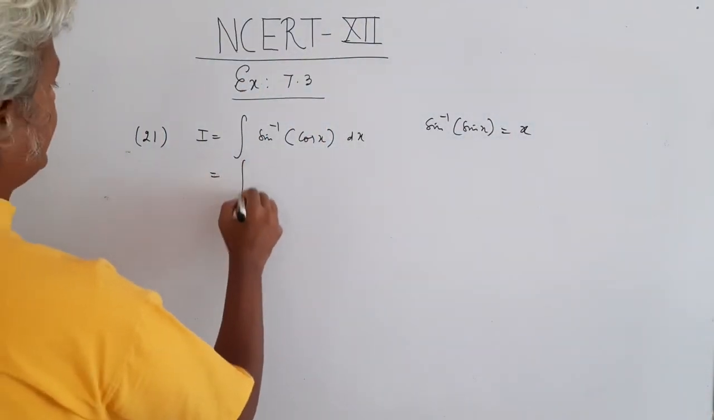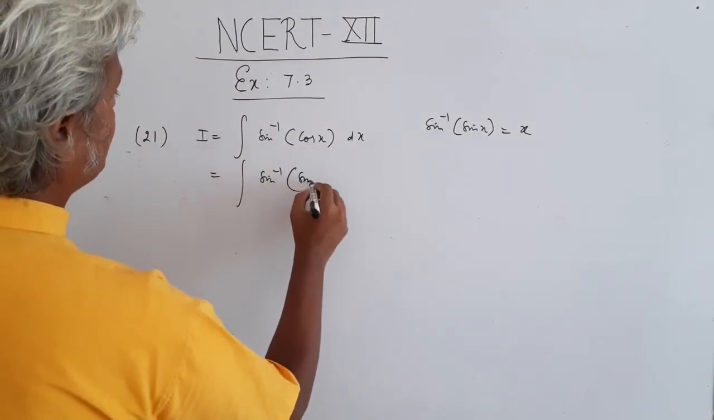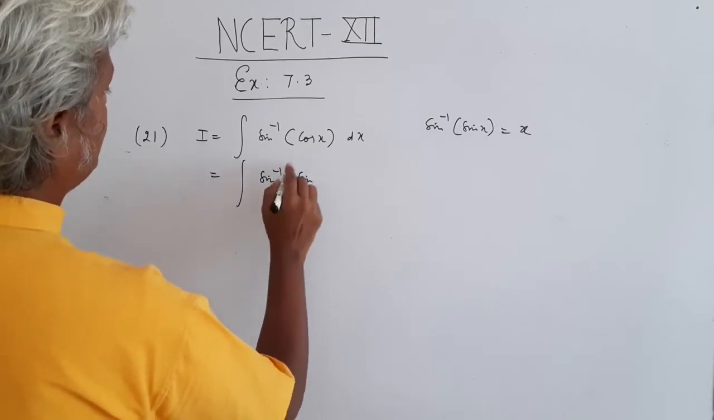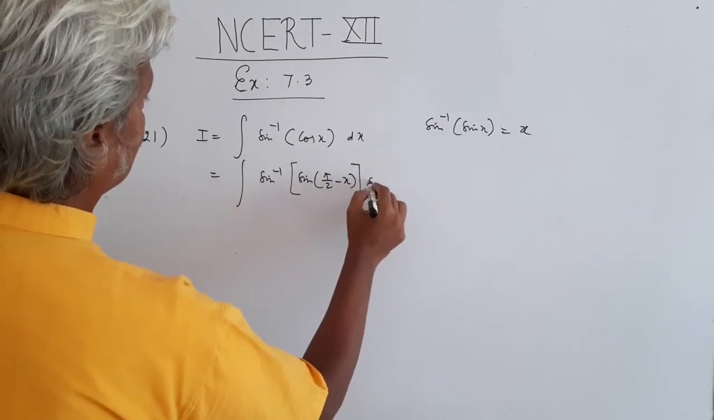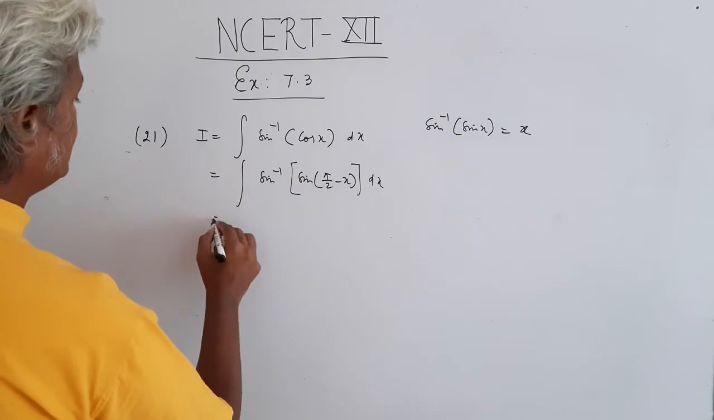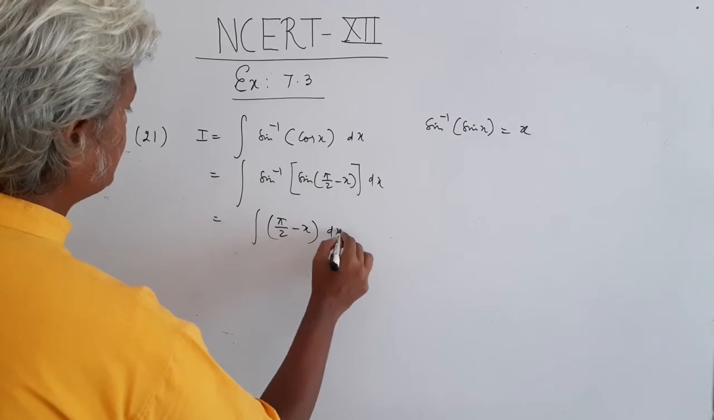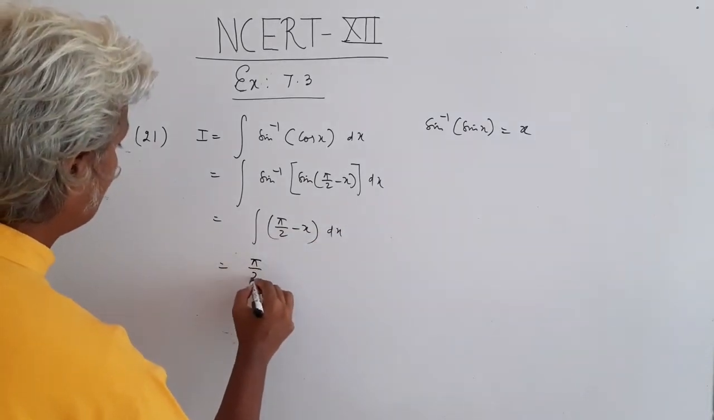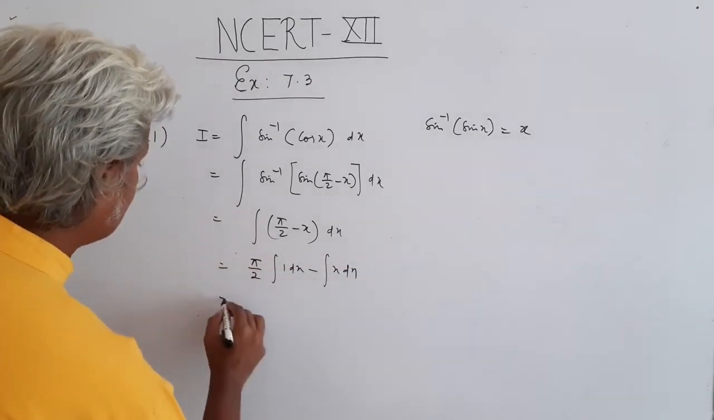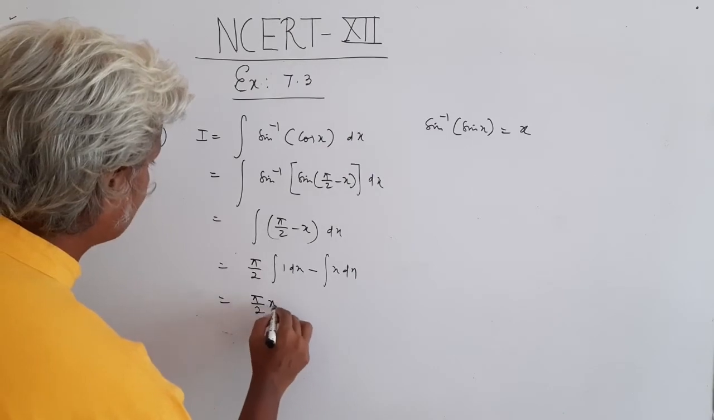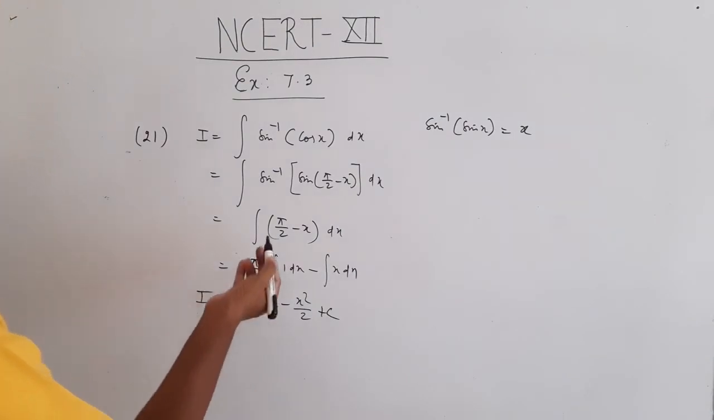Same way here, in place of cos I can write sine, let me write here in the bracket. This I can write as sine inverse of sine of (pi by 2 minus x) dx. Now sine inverse sine gives you just the integration of (pi by 2 minus x) dx, and that is pi by 2 integration of 1 dx minus integration of x dx, and this gives you pi by 2 x minus x square by 2 plus c. This is solved.